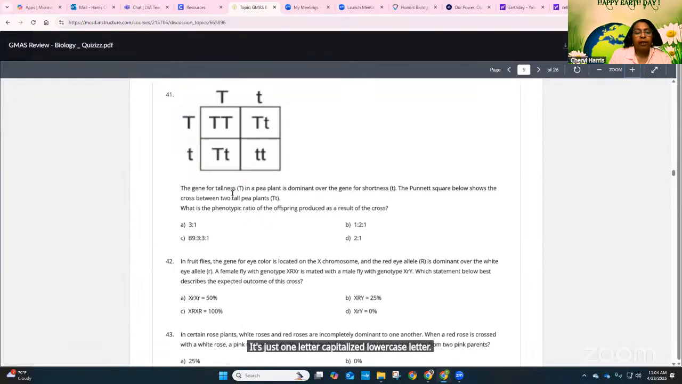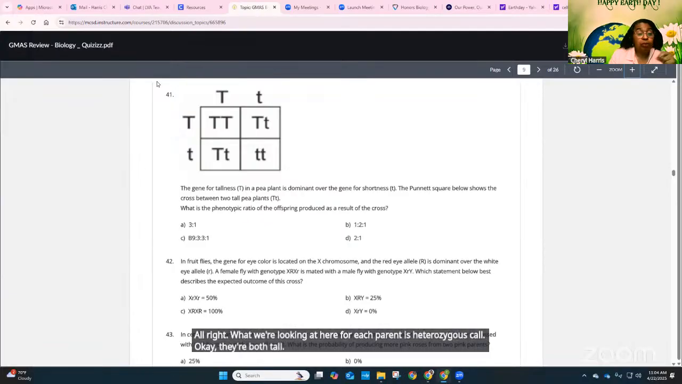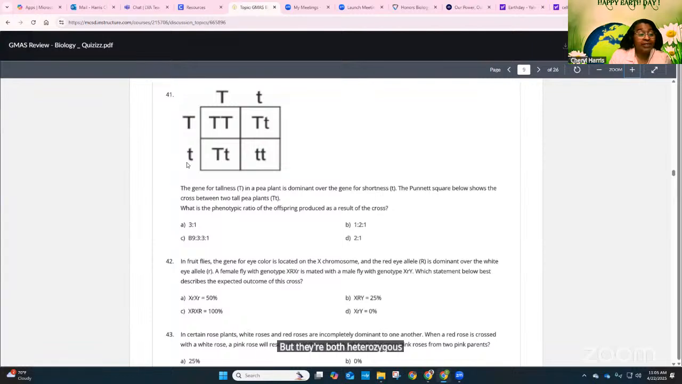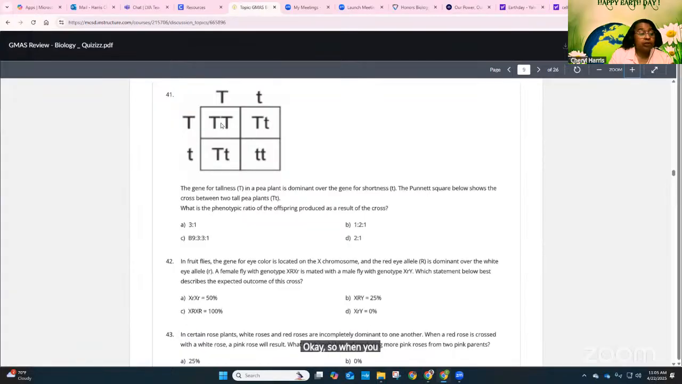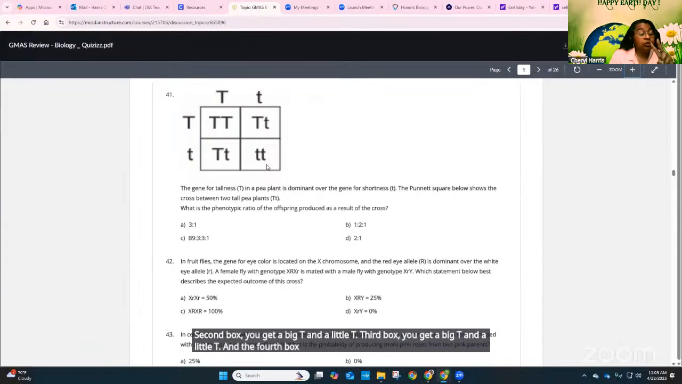All right. What we're looking at here for each parent is heterozygous tall. Okay, they're both tall, but they're both heterozygous tall. They don't have the same genes for the characteristics. So when you cross them, the first box you get a big T and a big T. Second box, you get a big T and a little t. Third box, you get a big T and a little t. And the fourth box, you get two little t's.